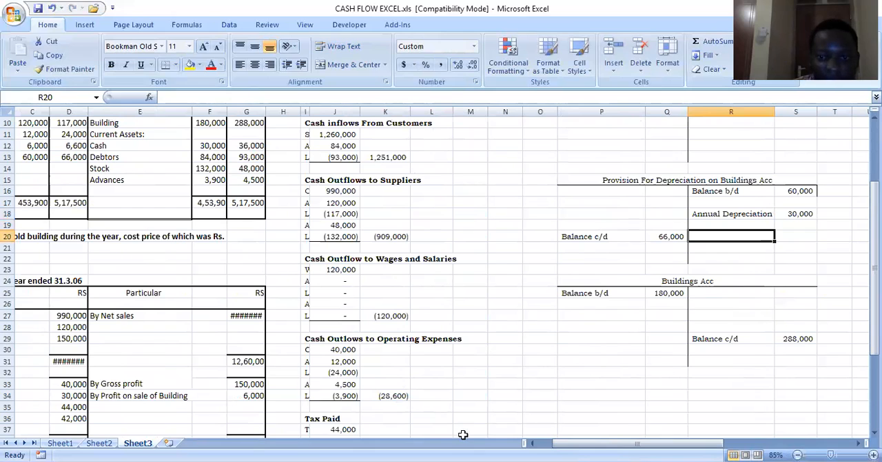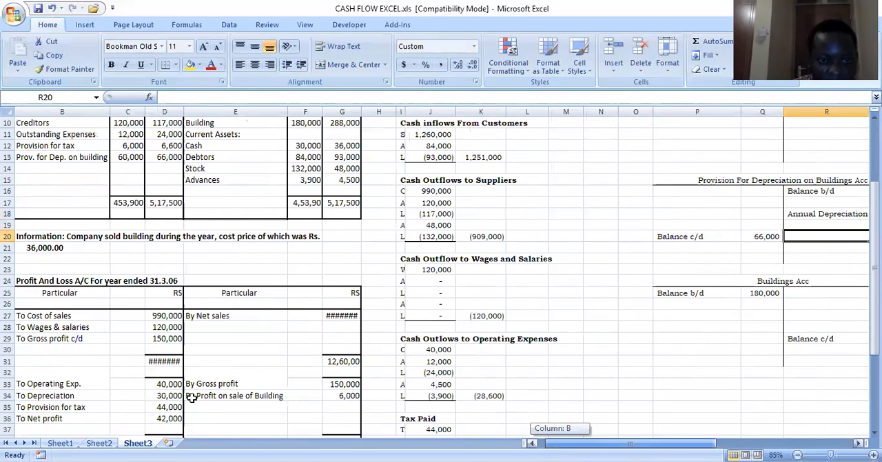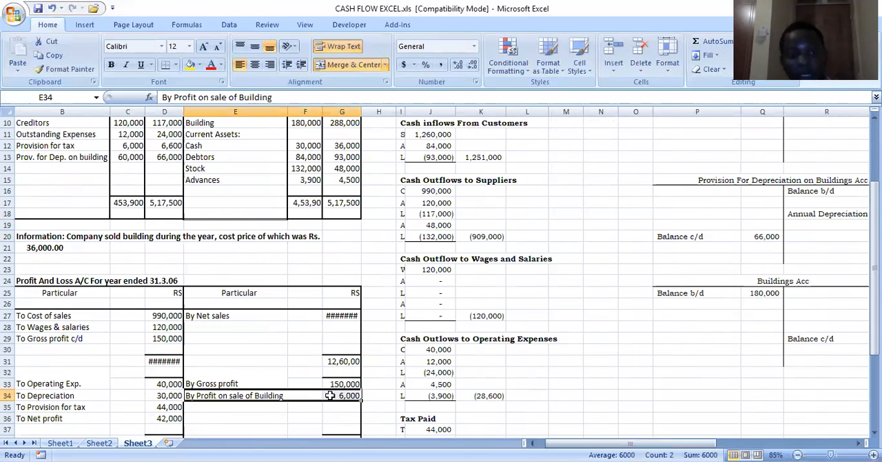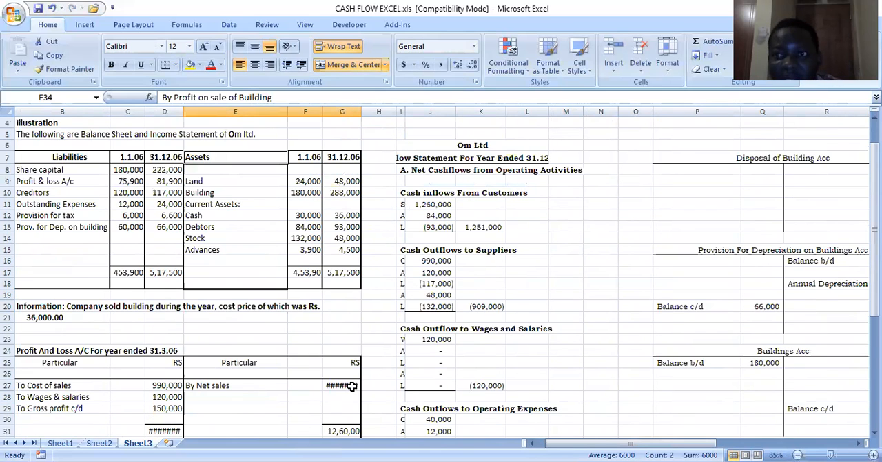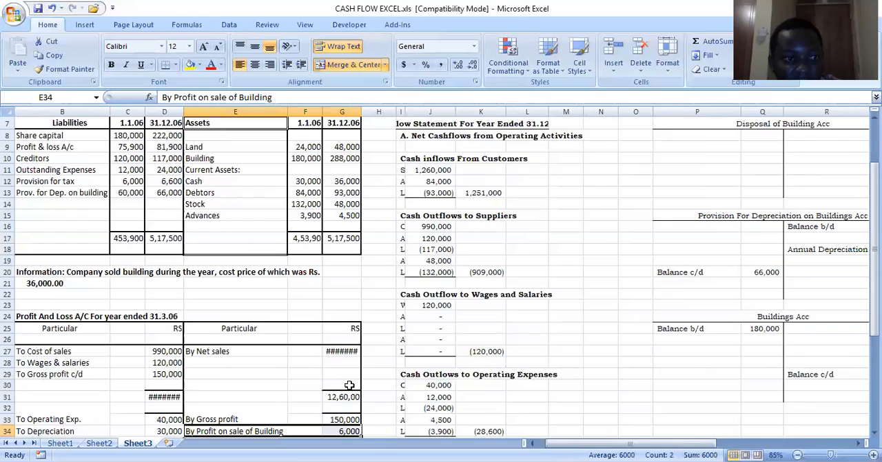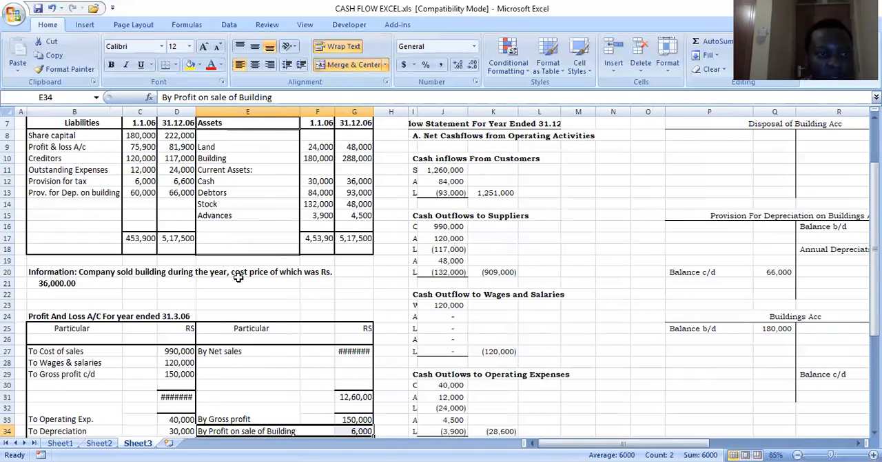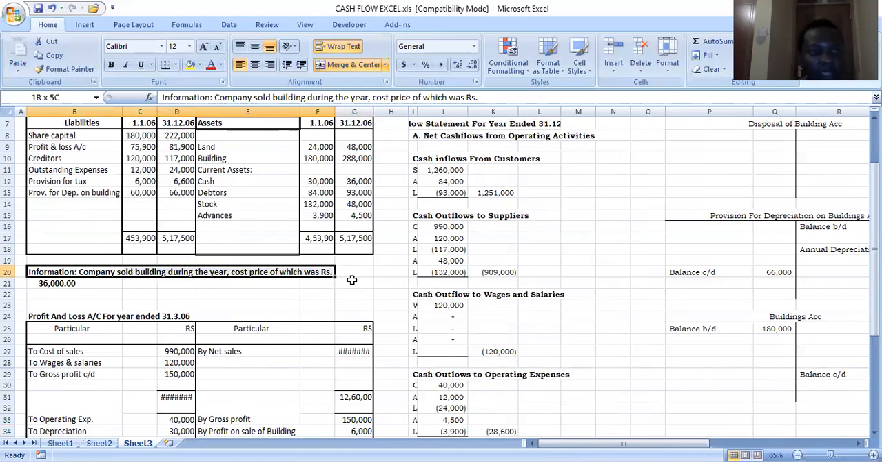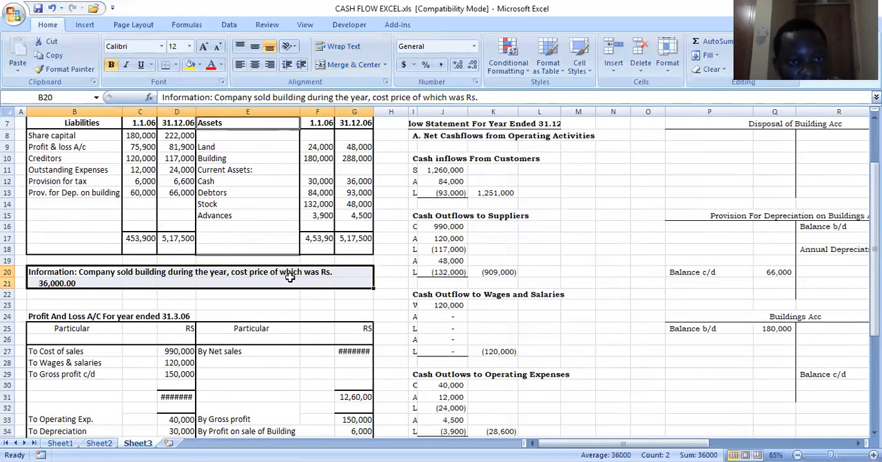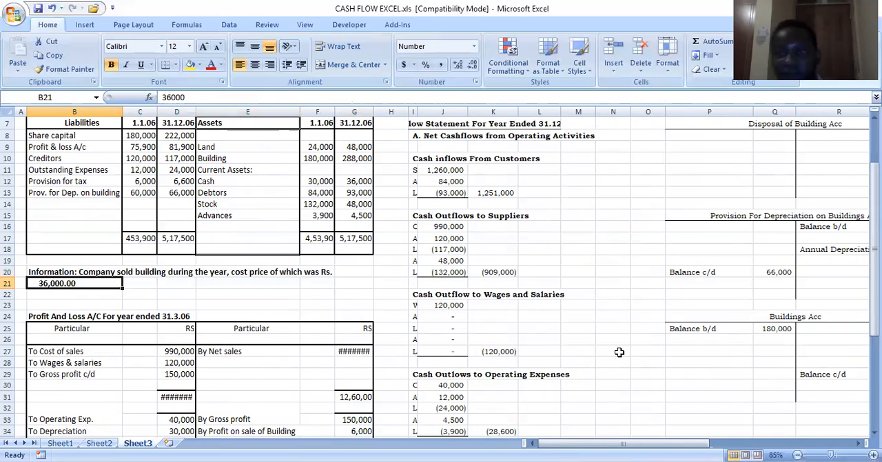And then the other information that we have to take note of is a profit on sale of building. The profit on sale of building is usually seen in the disposal of buildings account. But before we get there, we have in our additional information that a building during the year whose cost price was 36,000 shillings was sold. So that 36,000 shillings is a deduction in the building's value. As such, this will be deducted from the buildings account.